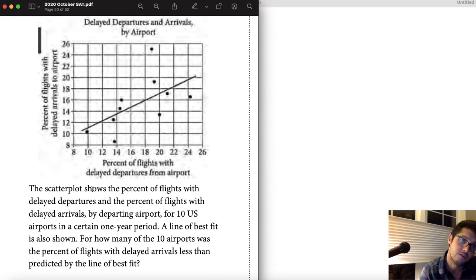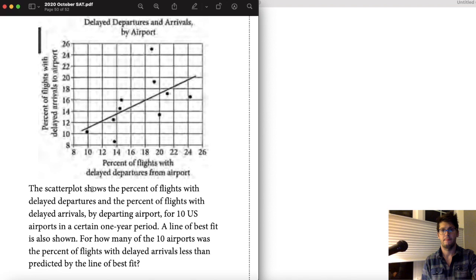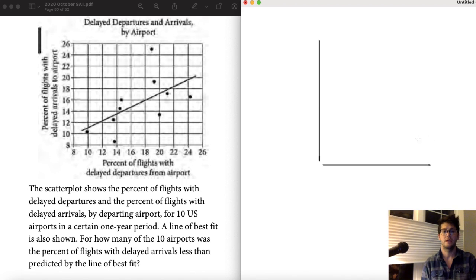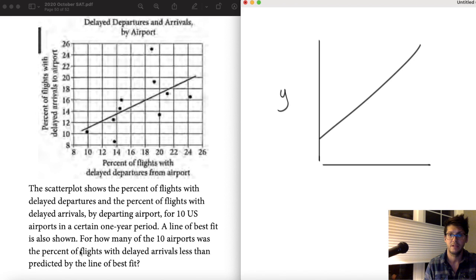I think since the delayed arrivals is y, right? That's the y value. So we're interested in this y value. There's this line of best fit. The percent of flights with delayed arrivals less than predicted. The line of best fit is the prediction. So all the points below that have a lower y value. Percent of flights with delayed arrivals, and that's what we want. We don't care about the other part. Yeah. So how many dots? 1, 2, 3, 4, 5, 6. That's number 31. Cool.